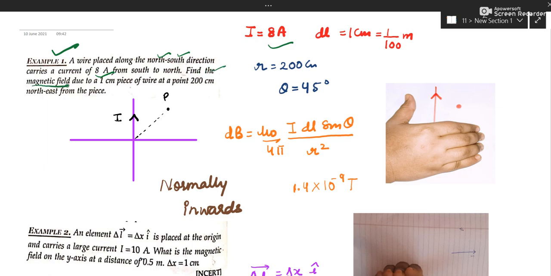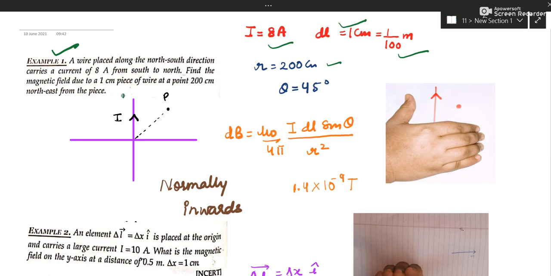Find the magnetic field due to 1 centimeter piece of wire. So that is length of current element is 1 centimeter, changed into meters, at a distance of 200 centimeters. So that is your distance in northeast. The point where you need to find out the magnetic field is in northeast. So this is the diagram.